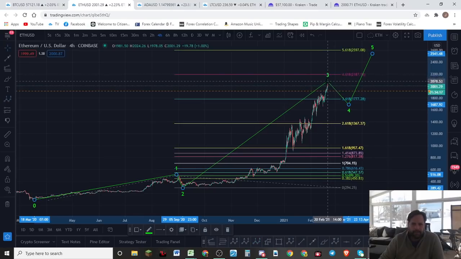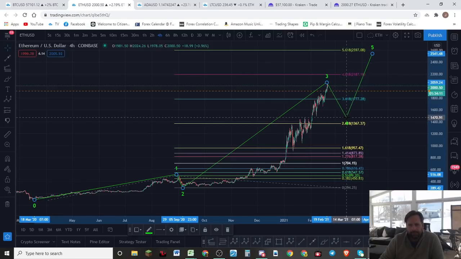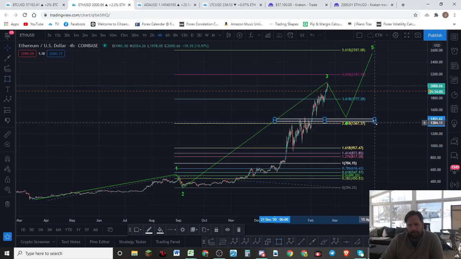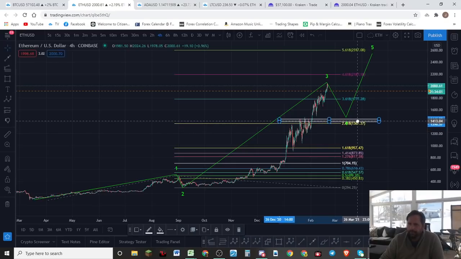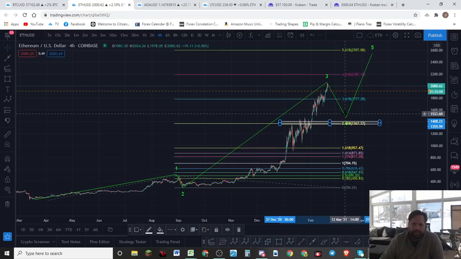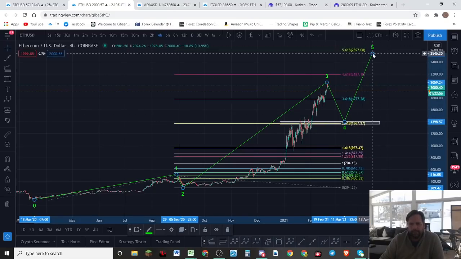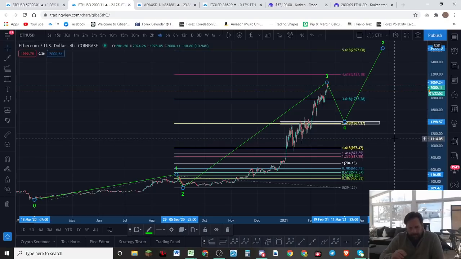Now we could also say that this ending diagonal was the 5th wave of the 3rd wave. Okay, and then we get a 4th wave pullback. Okay, back to this region, right? Maybe the top of the support zone right here. It could come a little deeper. I can't see it coming too deep, but it could if this is the count. And then once that 3rd wave is finished, then we'd be looking for a 5th wave up to come. So there's another possibility as well.